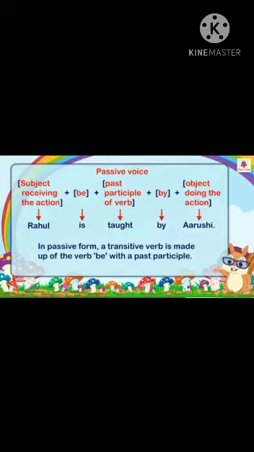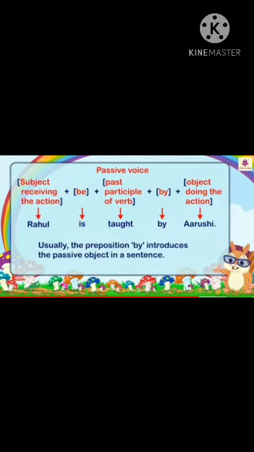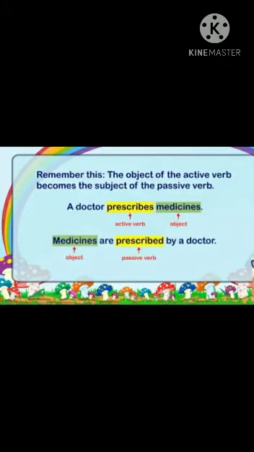Clear? See example. Rahul is taught by Arushi. Here, Rahul is subject, is, taught is third form, by preposition, and then Arushi. Here, the object Rahul becomes the subject. Object क्या बन जाता है? Subject. किसमें? Passive voice में. Clear, students? Now see, usually the preposition by introduces the passive object in a sentence. हम क्या use करते हैं passive voice में? By. Now remember this, the object of the active verb becomes the subject of the passive verb.